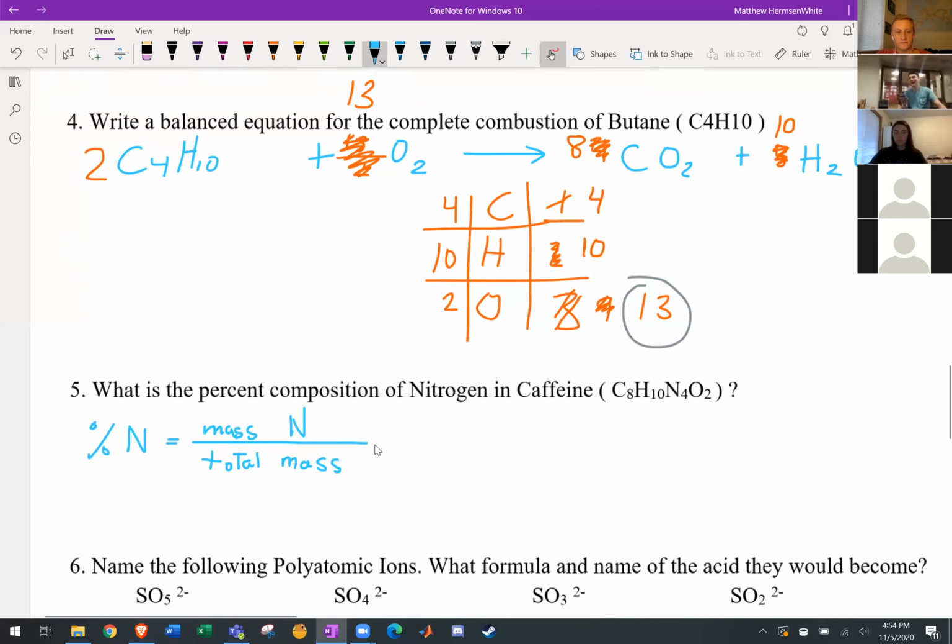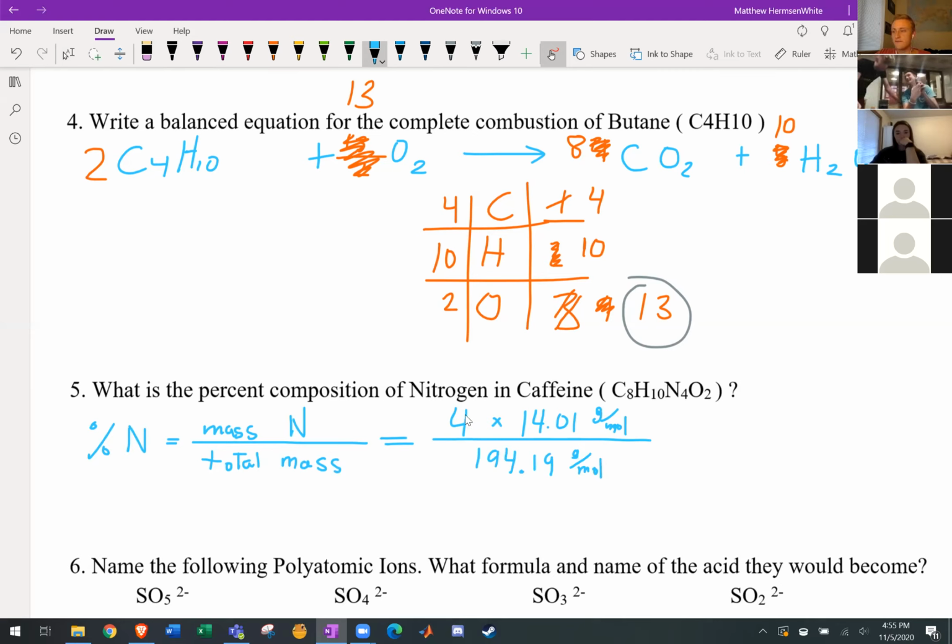All right. So number 5, what is the percent composition of nitrogen in this caffeine molecule? So the equation is the mass of all of the nitrogens. So in this molecule, we have 4 nitrogens, and each of them from the periodic table are 14.01 grams per mole. And the total molar mass for this molecule, so we're just going to add up the molar mass for the entire thing, and I get a total molar mass of 194.19 grams per mole.